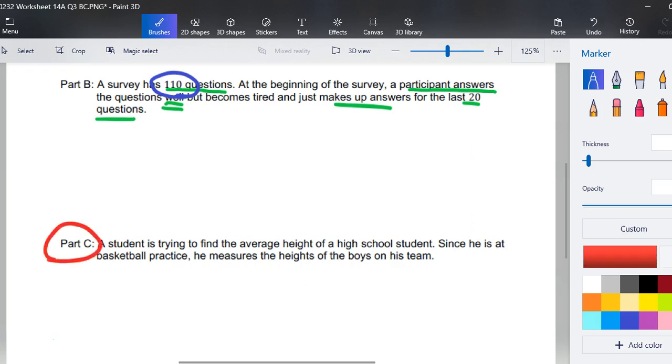Part C, a student's trying to find the average height of a high school student. Since the student's at basketball practice, he measures the heights of all of the boys on the team. Is this sampling error? Well, we finally found one. This is definitely sampling error. The student did not choose a sample that would accurately represent all of the high school students. The basketball team members may be a bit taller than the average high school student, and only male students are included in the sample, so it is not a representative sample of this school.